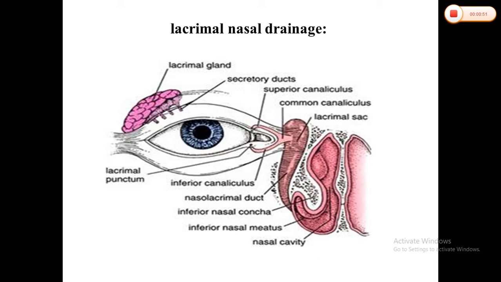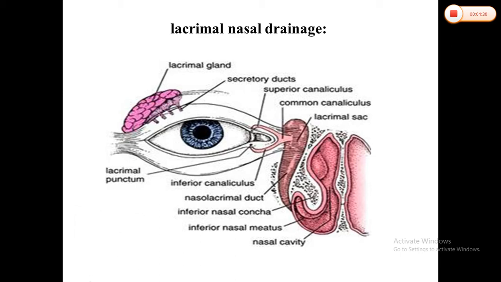So basically, lacrimal nasal drainage means how the tears travel from the lacrimal glands to the nasal drainage system. How the tears travel from the eye to the nose. In this particular diagram, we can see different parts of the lacrimal nasal drainage system. Basically, once the tears have been secreted from the main and the accessory lacrimal glands, these are the different parts.